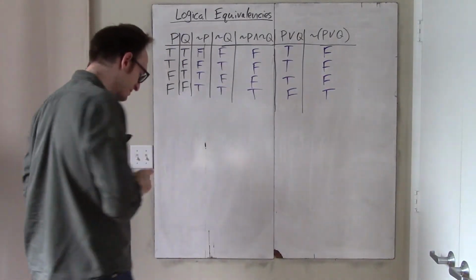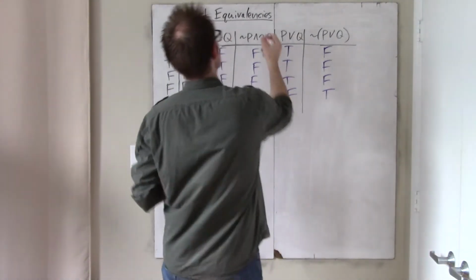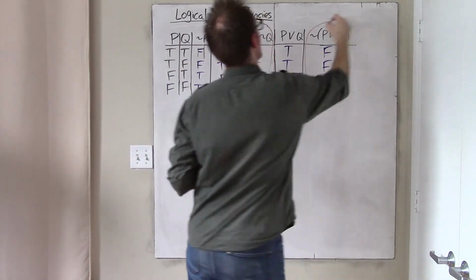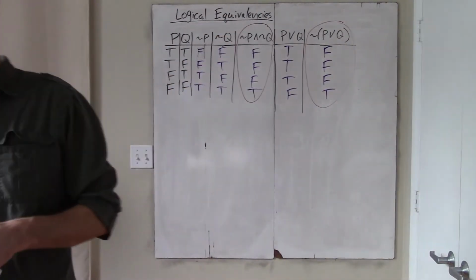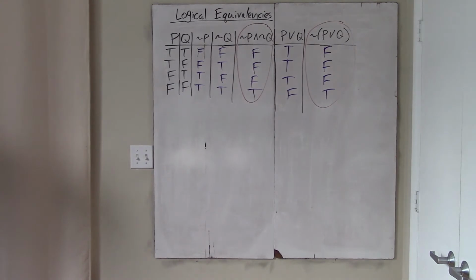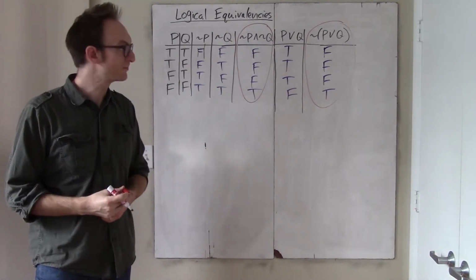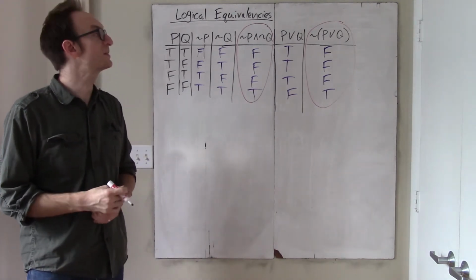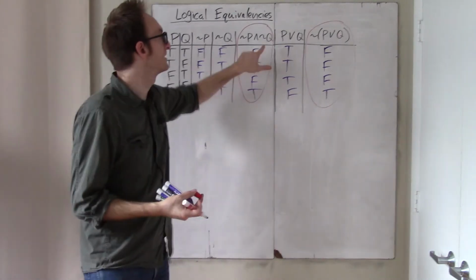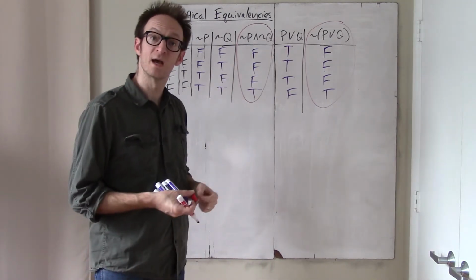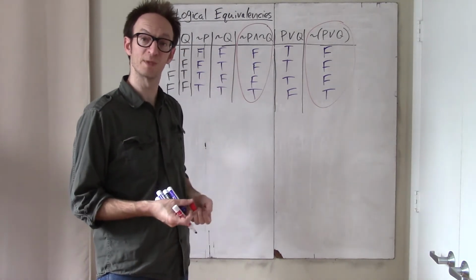I have just noticed something. I have just noticed that this column is the same as this column. And okay, that's just great. What that means is that these two expressions are logically equivalent to each other. And what does it mean to be logically equivalent? It means that they always have the same truth value, regardless of the truth values of P and Q.